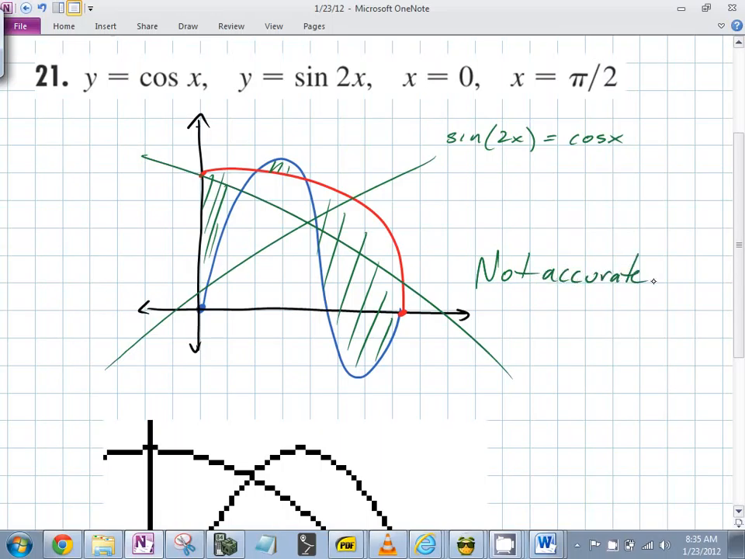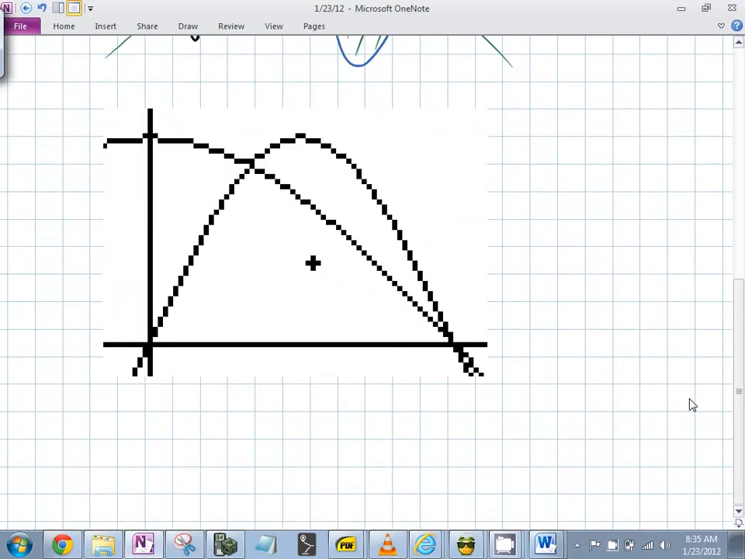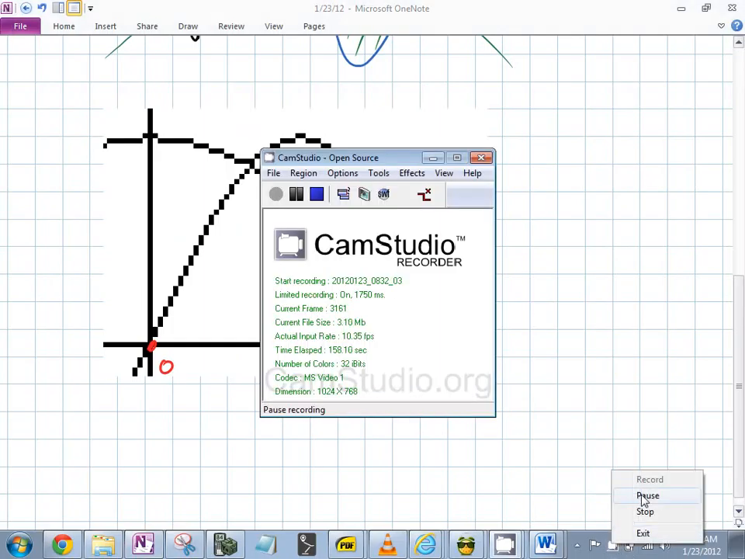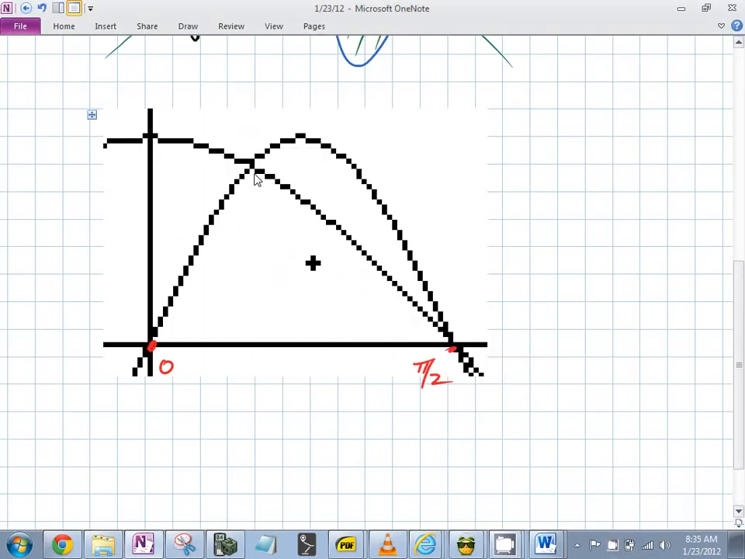So if we're going to do this, what do we need to find? We know where 2 of the intersection points are. Where are 2 of the intersection points? 0 and pi over 2, right? So we have intersection at 0 and we have intersection at pi over 2. So what do we need to find now? Where they intersect in the middle, and does it look like it's pi over 4? No, it's not.